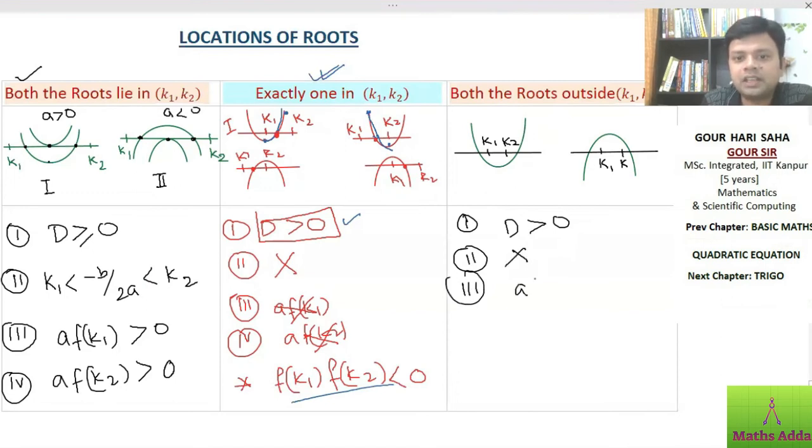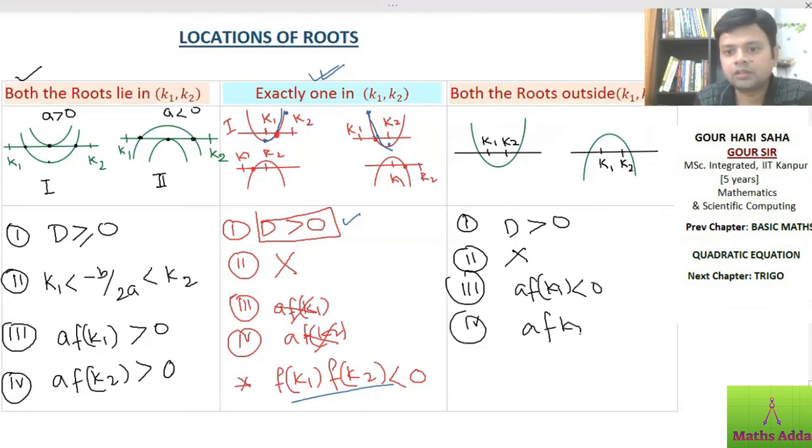What is A F K1? A F K1, if you look in all four cases, it is less than 0. A positive, F K1 negative, product is negative. A negative, F K1 positive, product is negative. So it is less than 0. Fourth, A F K2, what will it be? It is again less than 0. So these three conditions here will fix both the roots outside K1, K2.